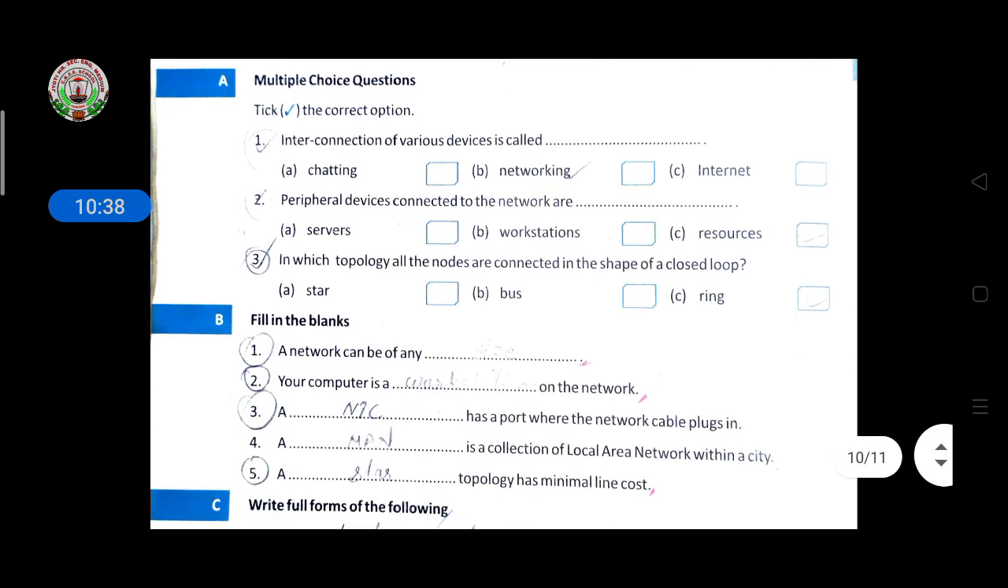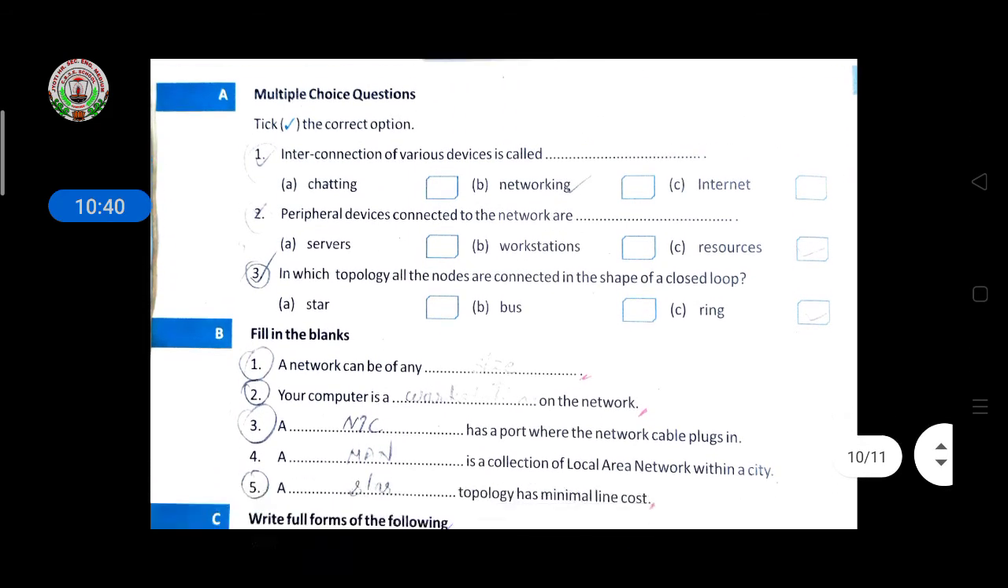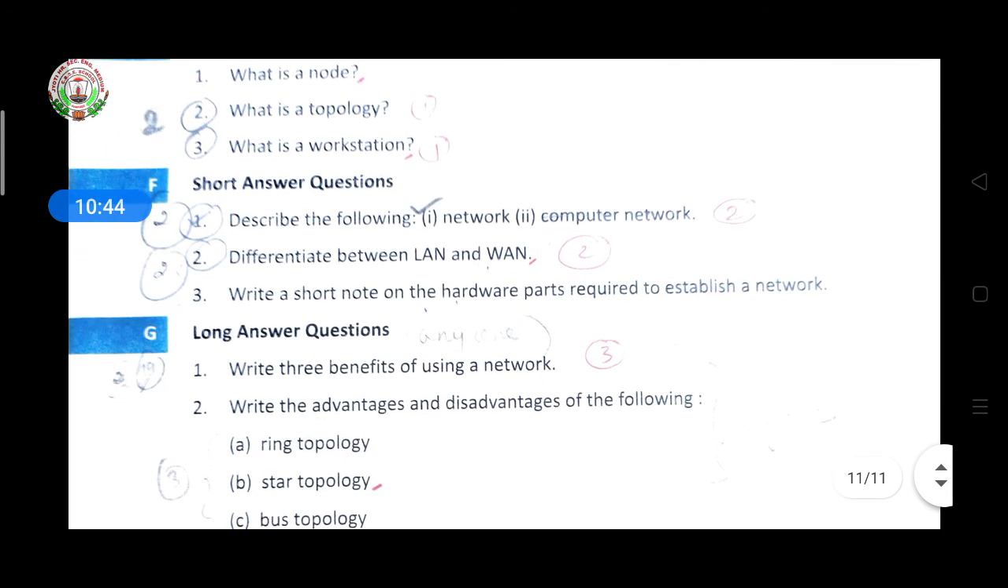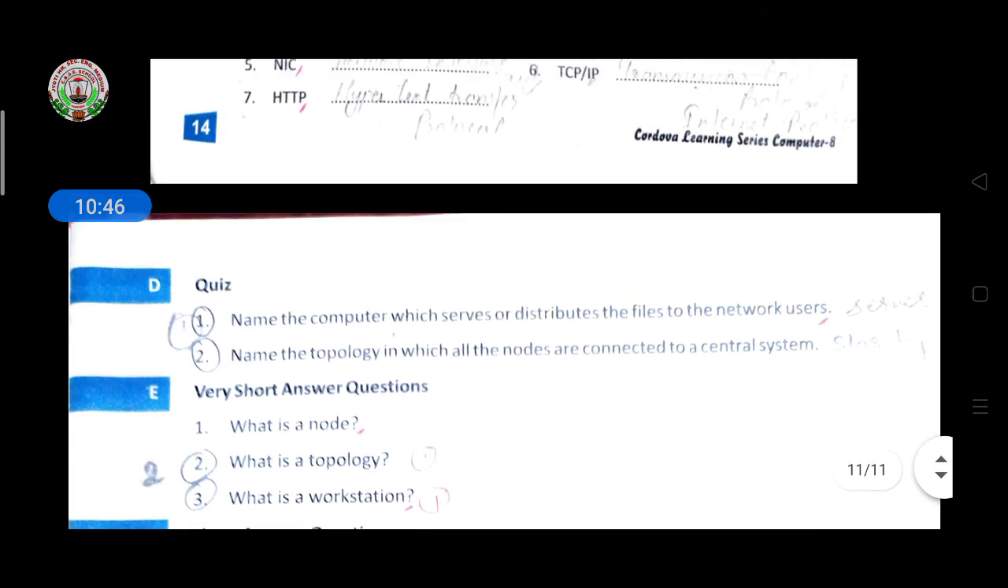So students, all these exercise questions you have to write in your notebook. All the exercises: very short, long, quiz, all of these.